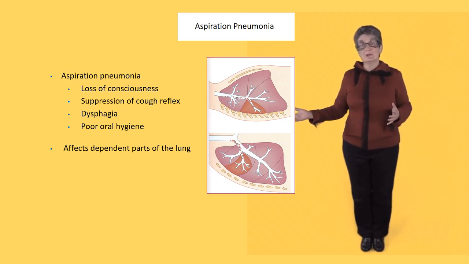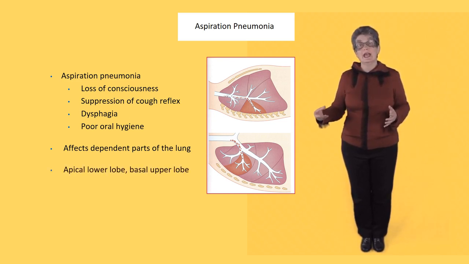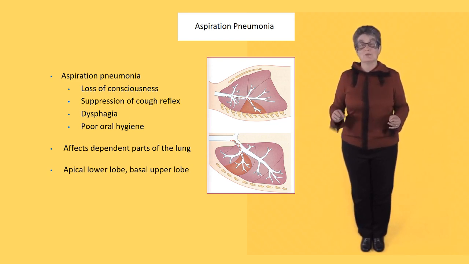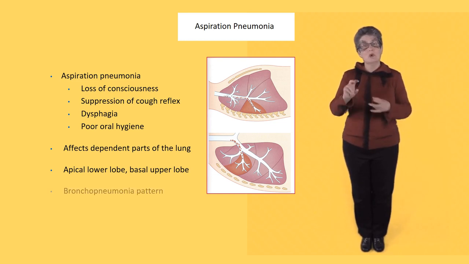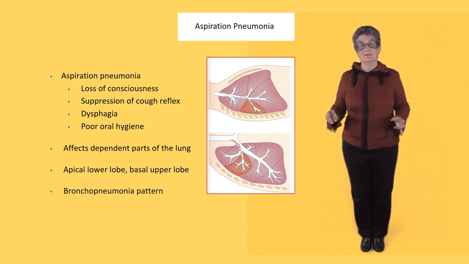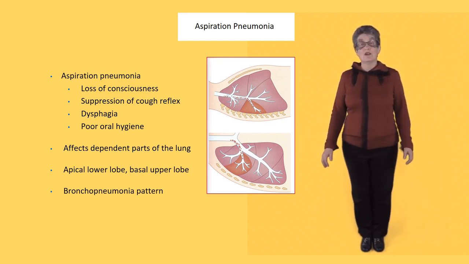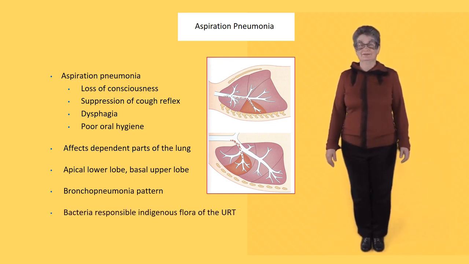We can see the typical segments of the right and left lung illustrated in the diagram here. So it affects primarily the apical part of the lower lobe on the right and the basal part of the upper lobe on the left. Often it infects with a bronchopneumonia pattern, little spotty bits of infection. And the bacteria responsible are the indigenous flora of the upper respiratory tract.